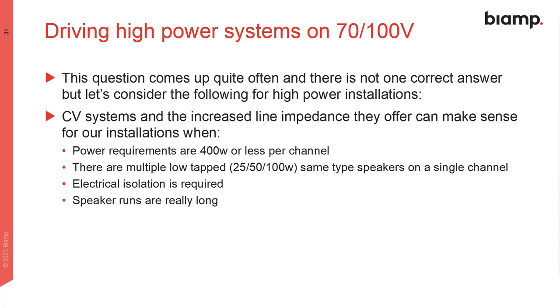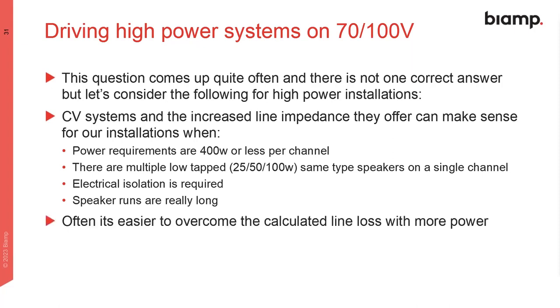Also, if we just have multiples of low tapped 70 volt speakers on the same channel, certainly applicable. Sometimes electrical isolation is required, or if the speaker runs are really long. Sometimes it is easier to just overcome the calculated line loss and throw the transformers to the side and just apply more power. If we've got 2-3 dB of signal loss, sometimes it could be the right choice just to use that much more amplifier if our speakers are pretty much all at the end of the long cable run.